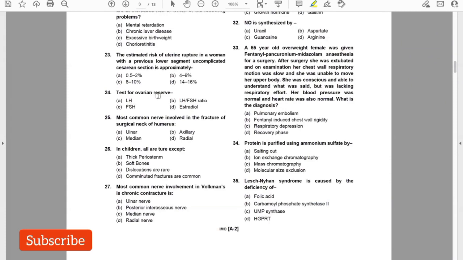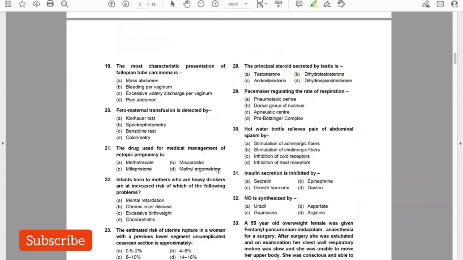Test for ovarian reserve. So answer is FSH. Most common nerve involved in fracture of surgical neck of humerus. So answer is axillary nerve. In children, all are true except: thick periosteum, soft bone, dislocations are rare. Yes. Comminuted fractures are common. No. Comminuted fractures are uncommon in children. Most common nerve involved in Volkmann's ischemic contracture is, answer is median nerve. C.